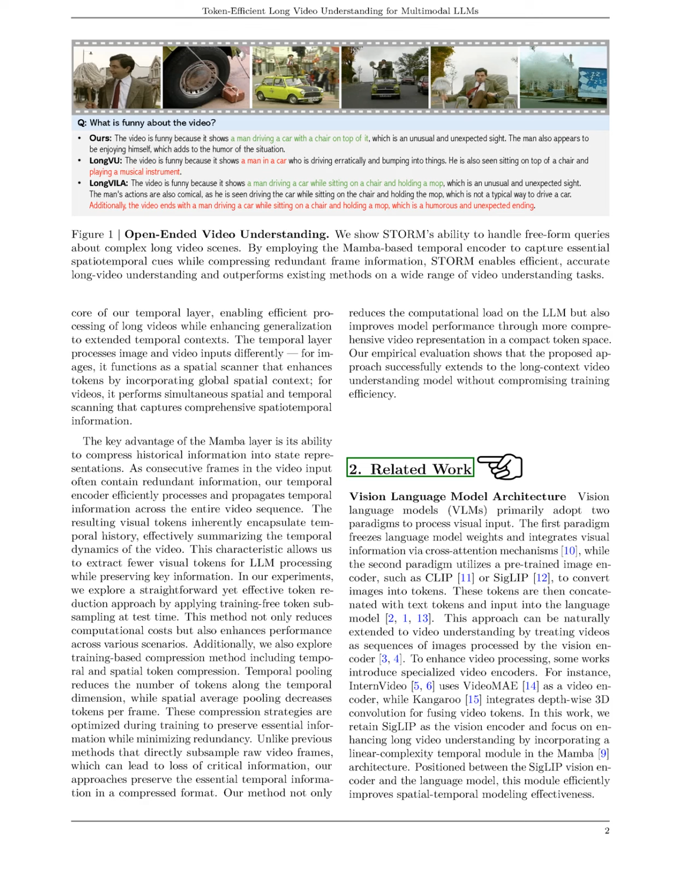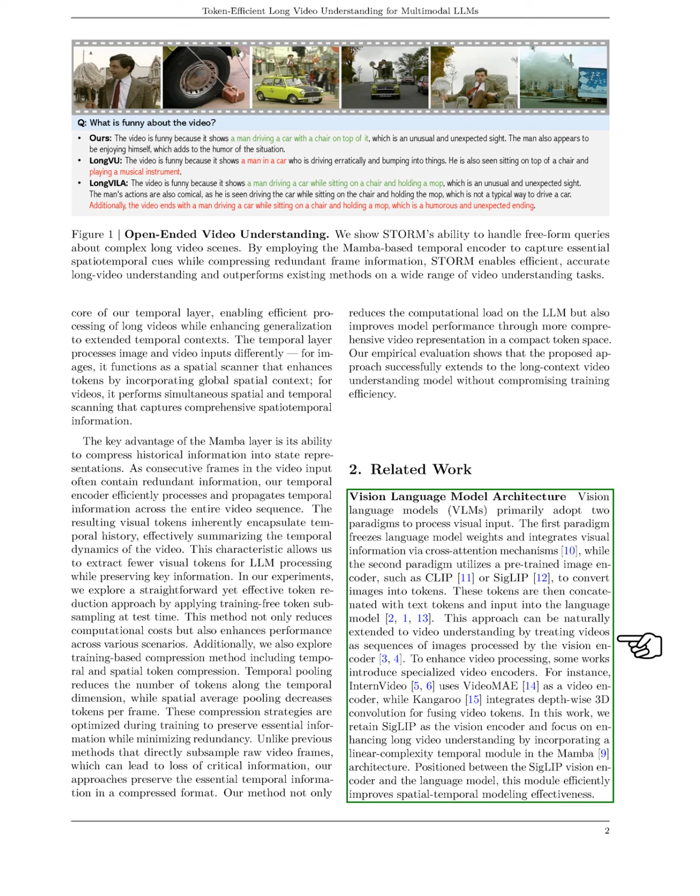In the next part, we will look at related work in vision language model architecture. Vision language models typically use two main approaches to process visual input. The first approach keeps the language model weights fixed and integrates visual data through cross-attention mechanisms. The second approach uses a pre-trained image encoder, like CLIP or SigLIP, to convert images into tokens, which are then combined with text tokens for the language model. This method can be adapted for video understanding by treating videos as sequences of images.